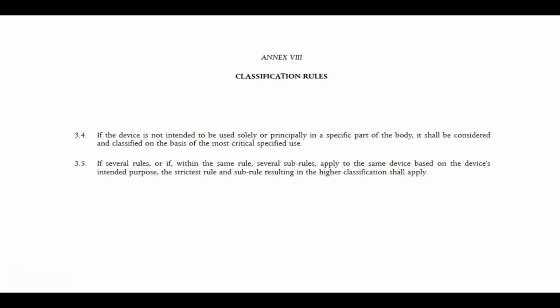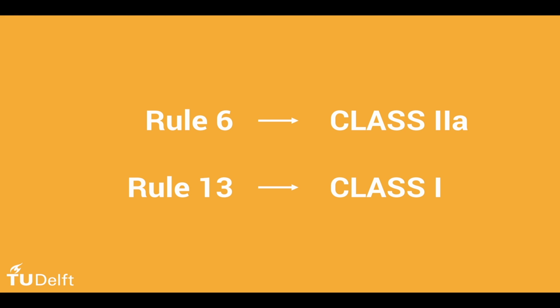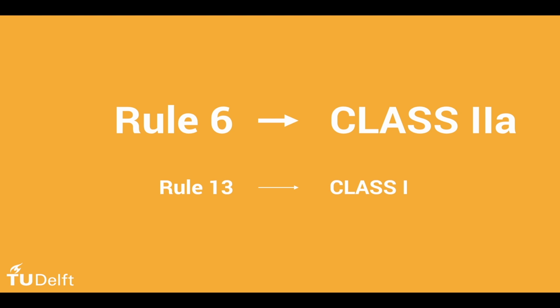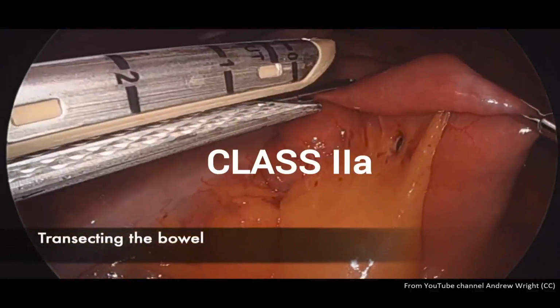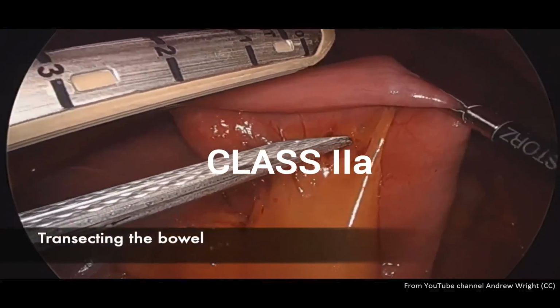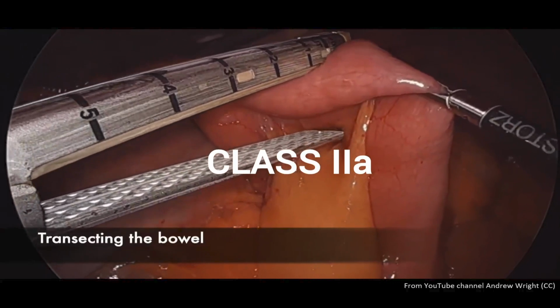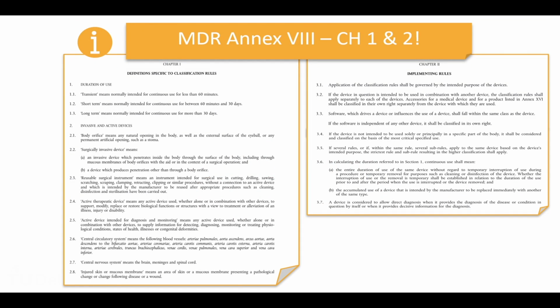Whenever a device is intended to be used in several different parts of the body, or if several different rules apply, the class of the device is defined by the rule that results in the higher classification. So in our stapler's case, that means Rule 6 prevails over Rule 13, and we should classify our stapler as Class 2A. So that's how we found the correct class our stapler belongs in. And with the approach that we just went through and the documents we used for it, you can now properly classify most medical devices too.